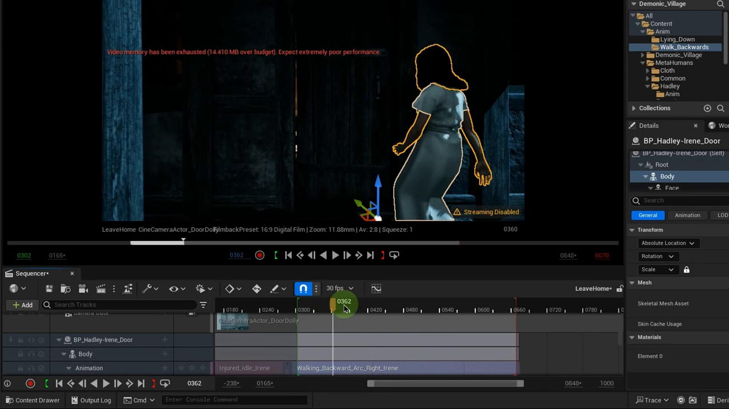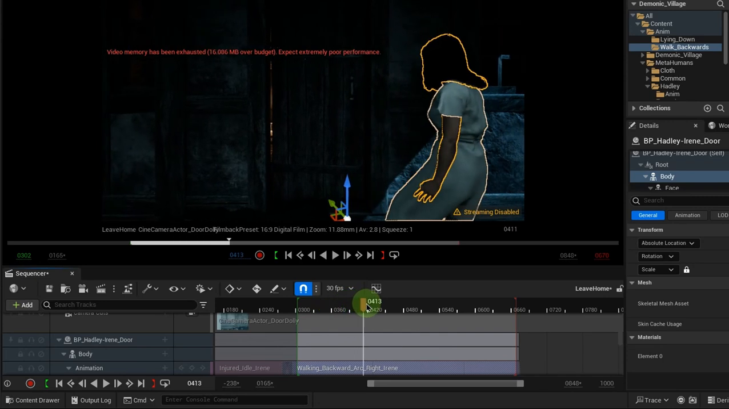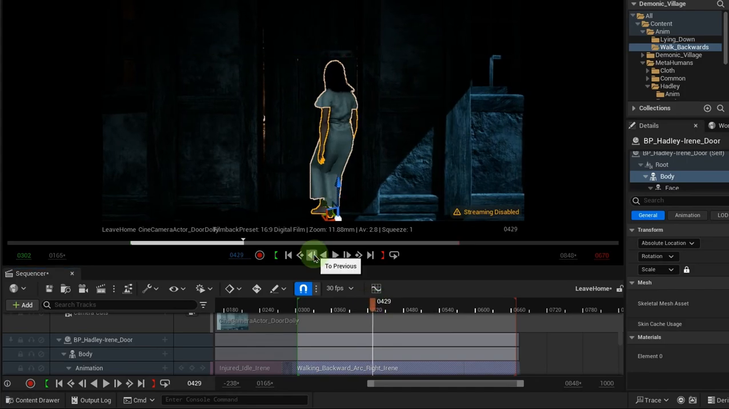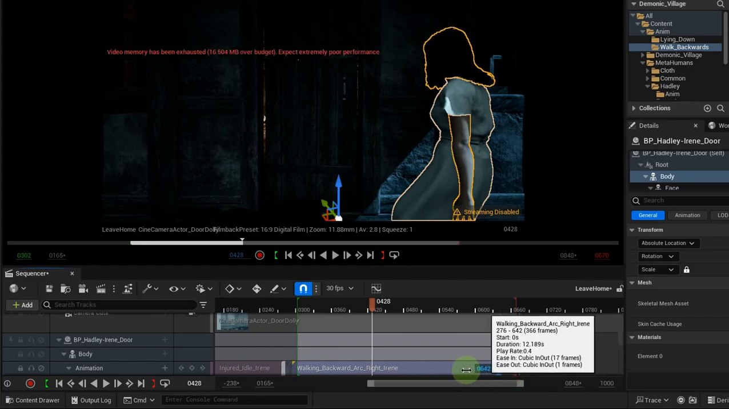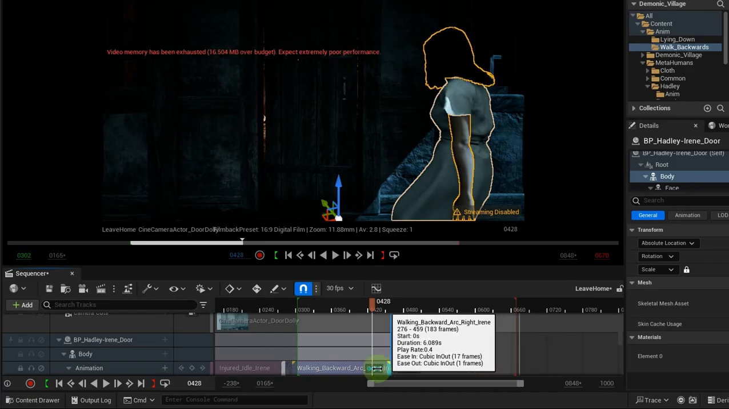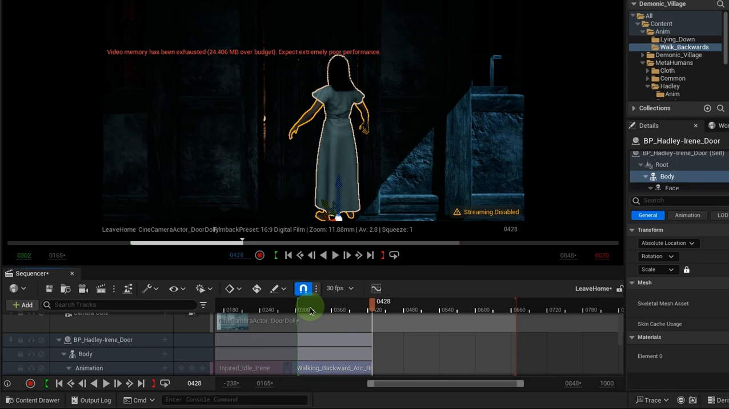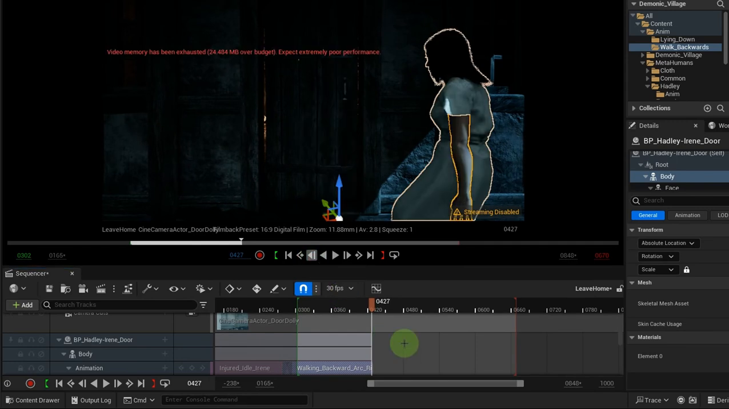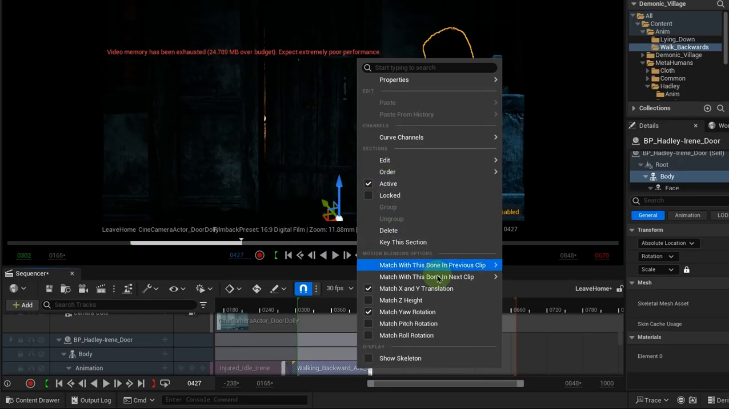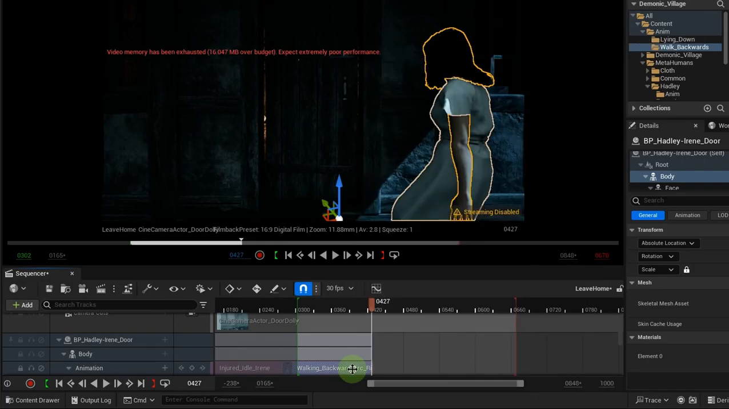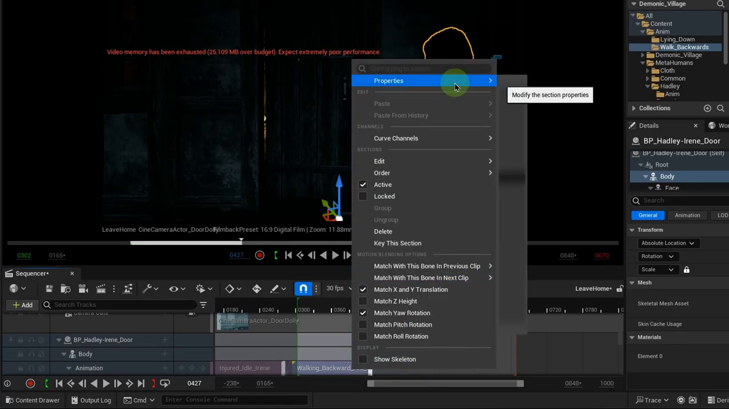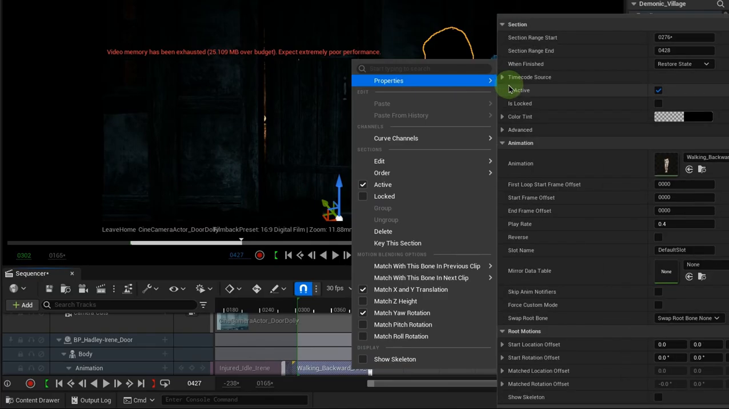To keep the animation continuous, trim it back to its original length. We'll add the same animation together and match their bones at the root. We'll also match the selection range end with the selection range start of the two animation clips.